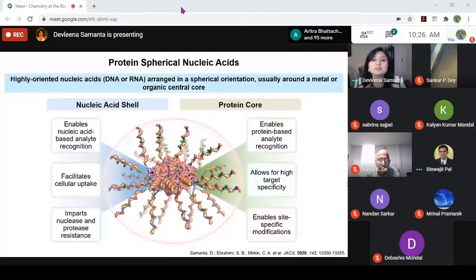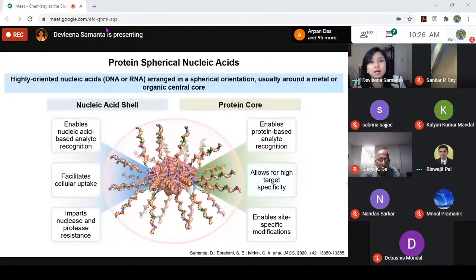And if I were to look at the protein core now, that allows you to look at structures based on protein-based recognition. And because we know that proteins are very, very specific for their analytes, like enzymes have very high specificity for their substrates, that allows you to look at your target analytes with very, very high specificity.